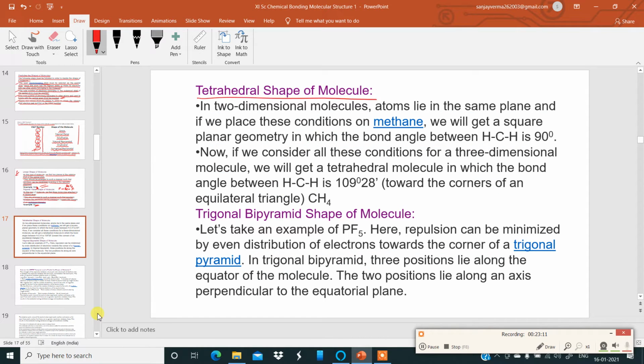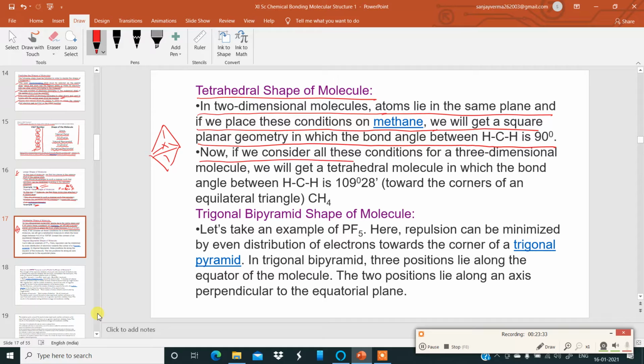Tetrahedral shape of molecule. If I talk about tetrahedral shape, it is like this. The central atom is here, so this is the tetrahedral shape. In 2-dimensional molecules, atoms lie in the same plane, and if we place these conditions on methane, we will get a square planar geometry in which the bond angle between hydrogen, carbon, hydrogen is 90 degrees.